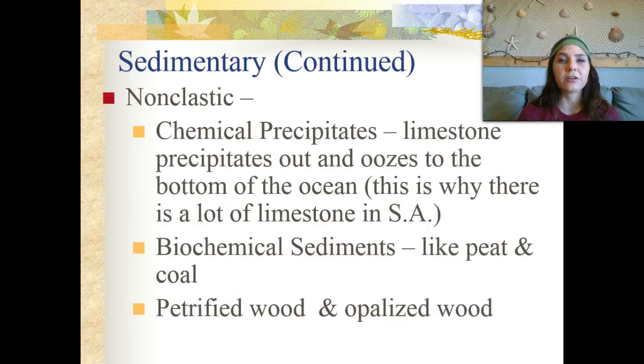And then we have our non-clastic sedimentary rocks. These are kind of like chemical precipitates, like limestone that precipitates out and oozes to the bottom of the ocean. This is why there are so many limestone depositions. We also have biological sediments. These are like peat and coal. And then we also have petrified wood and opalized wood.